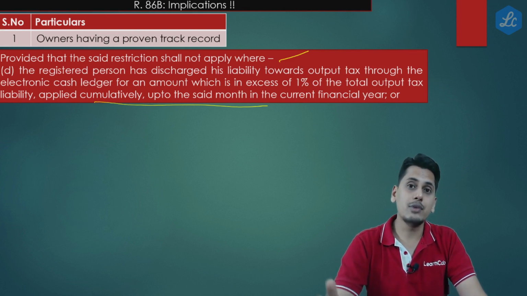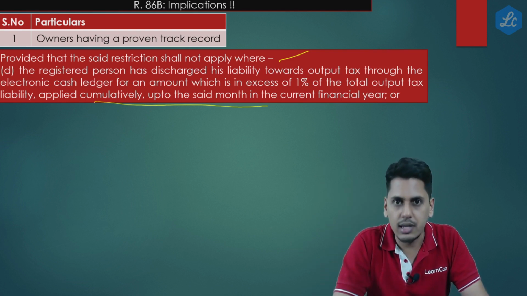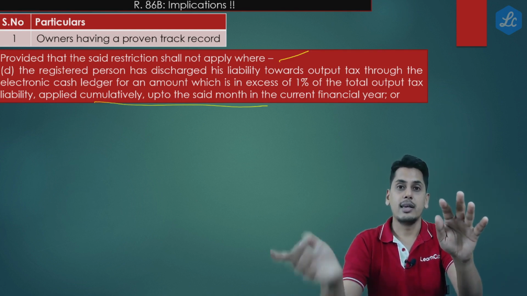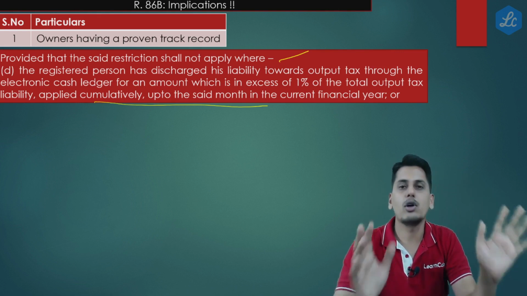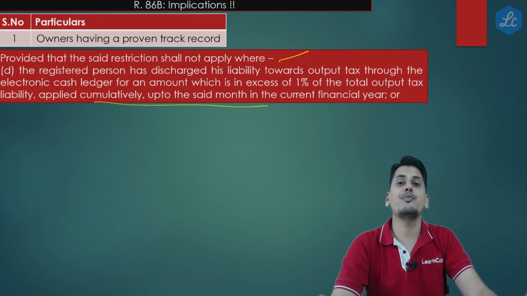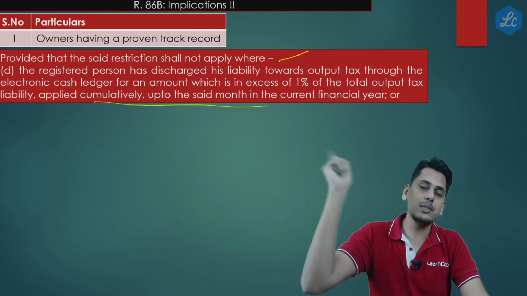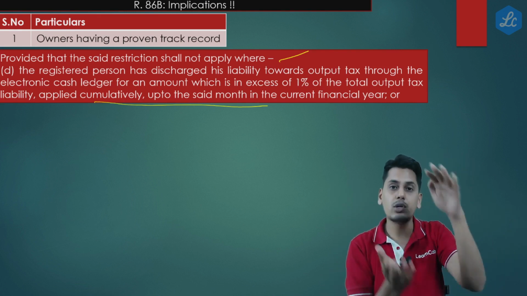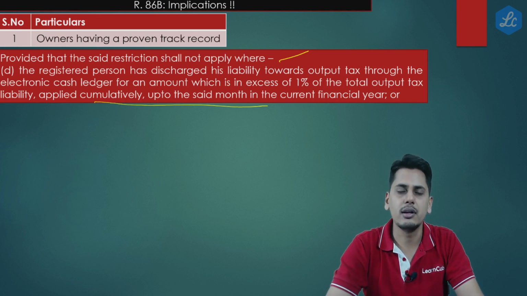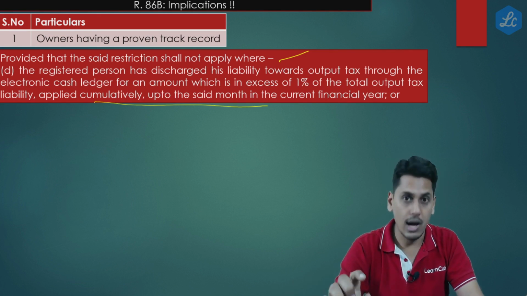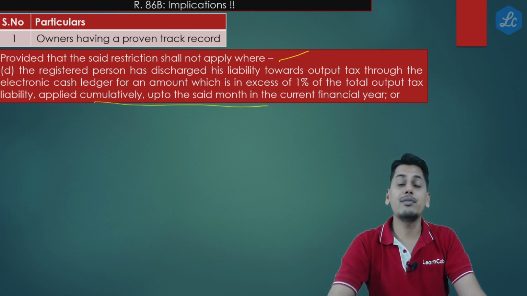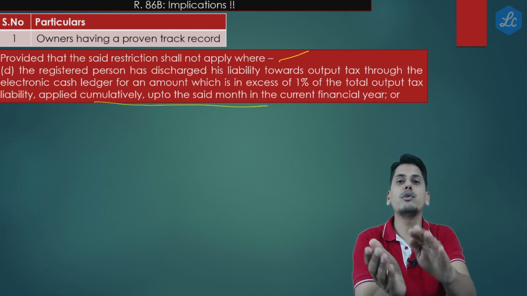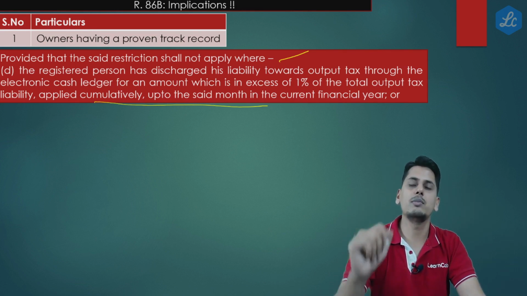For the tax period August, if you want to check the applicability of rule 86B, then what you need to do is take the total liability from April onwards, including the month of August, keep it on one side, and check the amount which you have paid through electronic cash ledger. If that amount exceeds 1% of the total liability, including that of the current month, you have already satisfied rule 86B. However, point number 2, if that is not satisfied, then what is the shortfall? You need to fulfill the shortfall. We'll take examples, you will be able to understand.